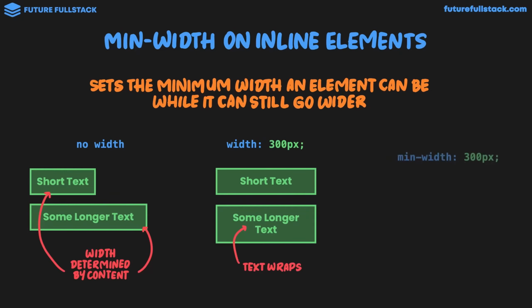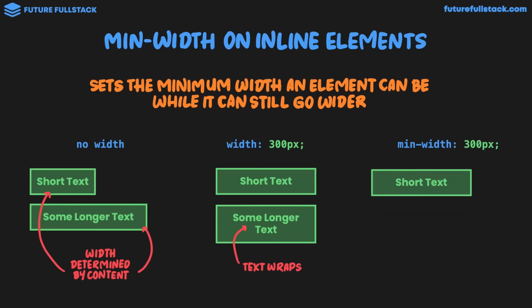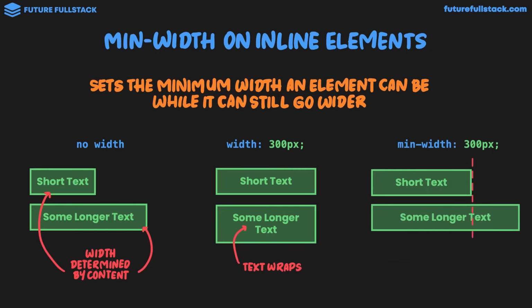Let's now look at the min-width property. For the short text, it remains at 300 pixels. But for the longer text, because the min-width is set at 300 pixels, it is allowed to go wider. So the min-width sets a minimum width. Let's go play around with this inside VS Code.